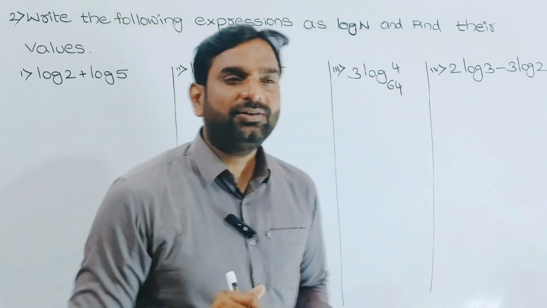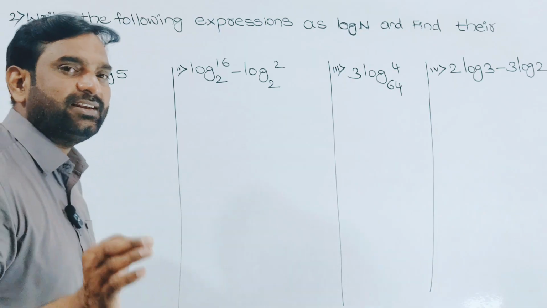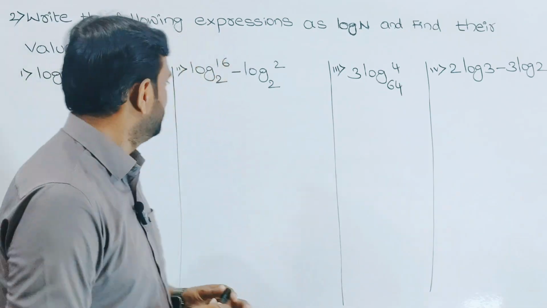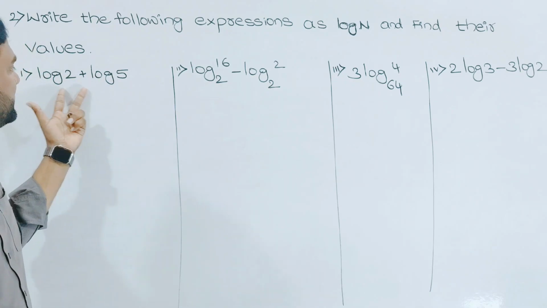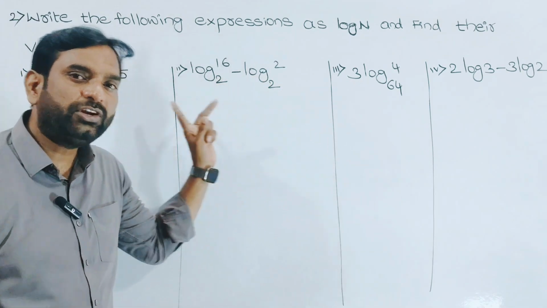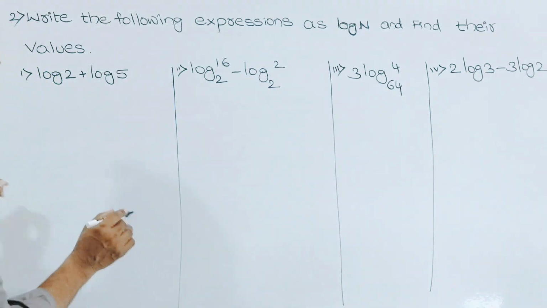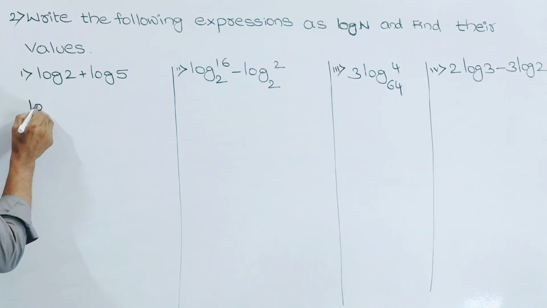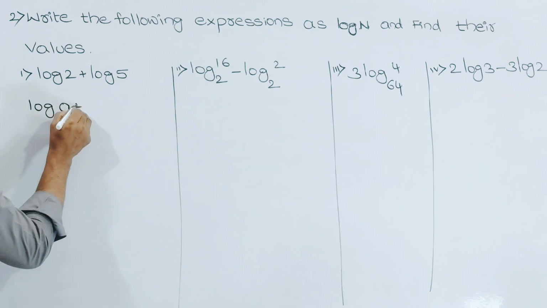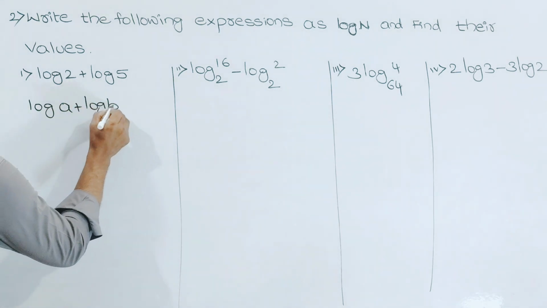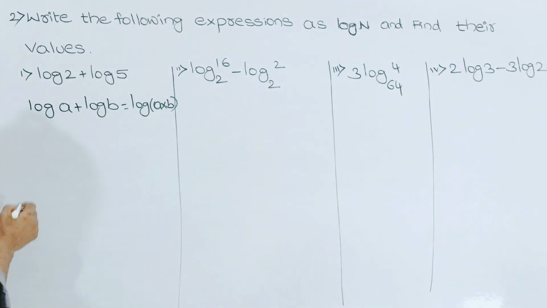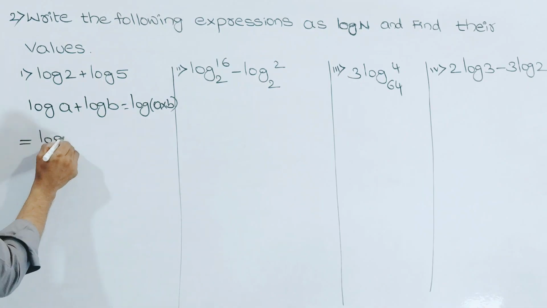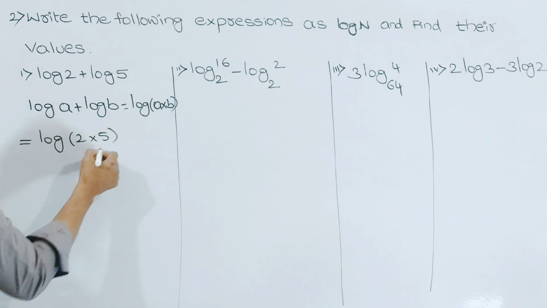Here the problem is: write the following expressions as log n and find their values. The first question is log 2 plus log 5. We need to write this expression as log n and find its value. The given expression is in the form of log a plus log b. We know that log a plus log b is log of a into b. Then log 2 plus log 5 can be written as log of 2 into 5.